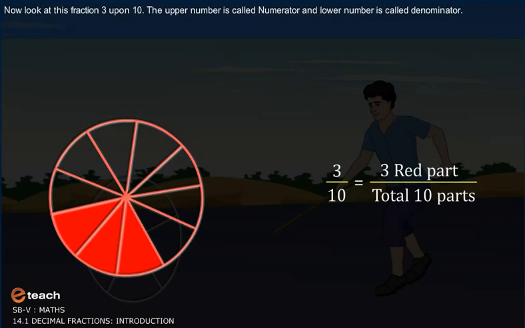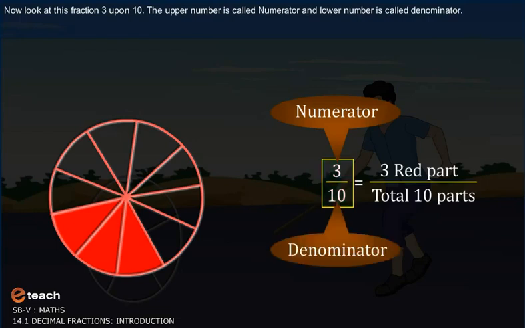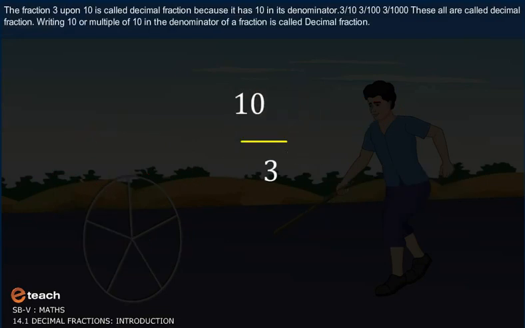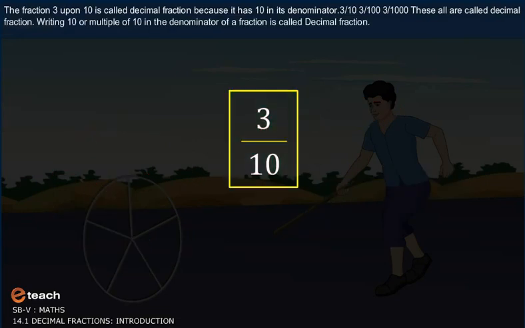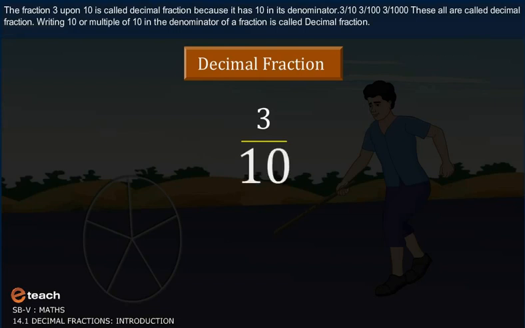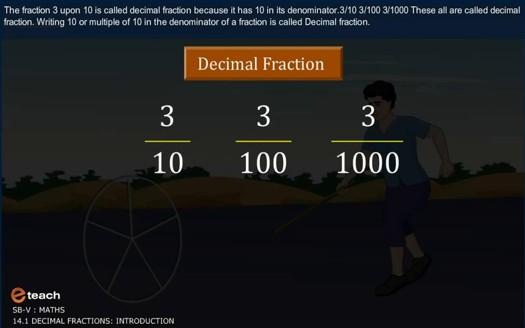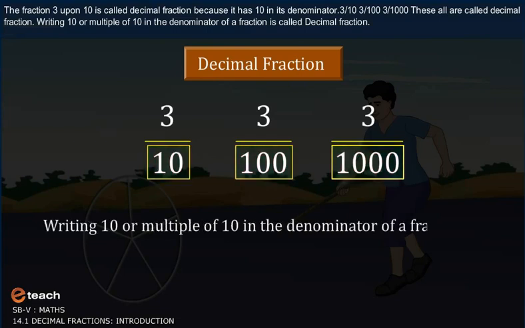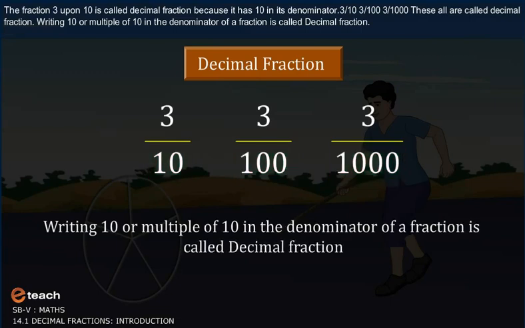Now look at this fraction, 3 upon 10. The upper number is called numerator and the lower number is called denominator. The fraction 3 upon 10 is called decimal fraction because it has 10 in its denominator. 3 by 10, 3 by 100, 3 by 1000. These all are called decimal fractions. Writing 10 or a multiple of 10 in the denominator of a fraction is called decimal fraction.